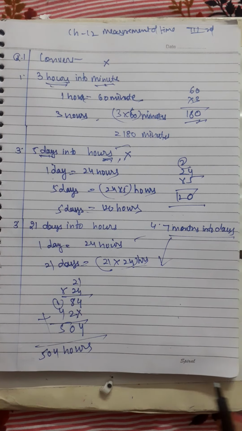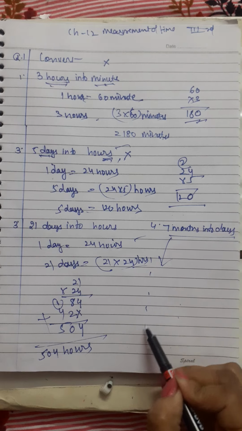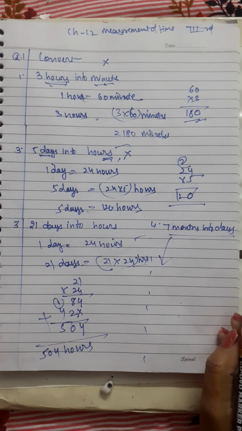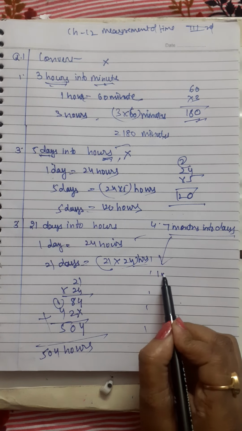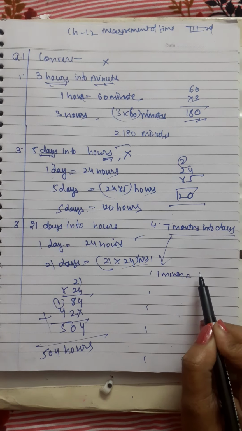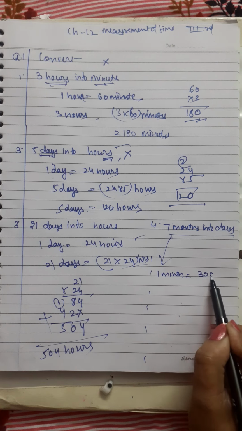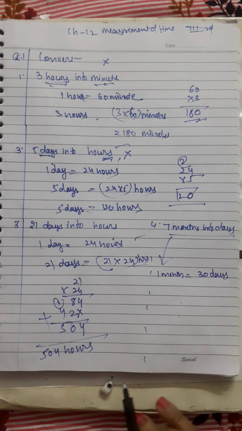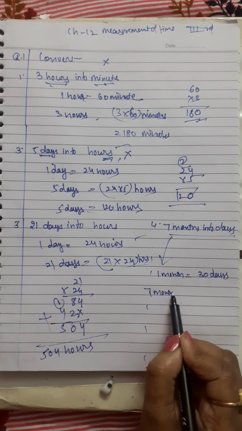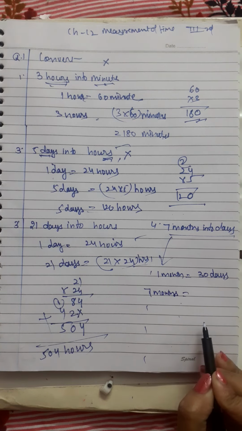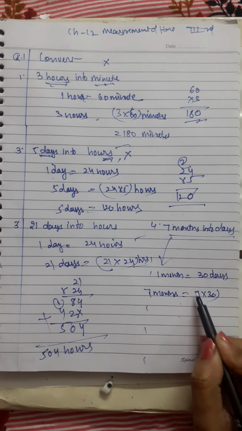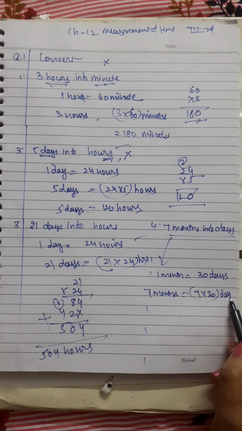Here next part of the question. We have to convert 7 month into days. We know that 1 month having how many days? 30 days. 1 month having 30 days. So what is to convert? 7 months to convert into days. It means 7 to be multiplied by the 30. And we will get answer in days.